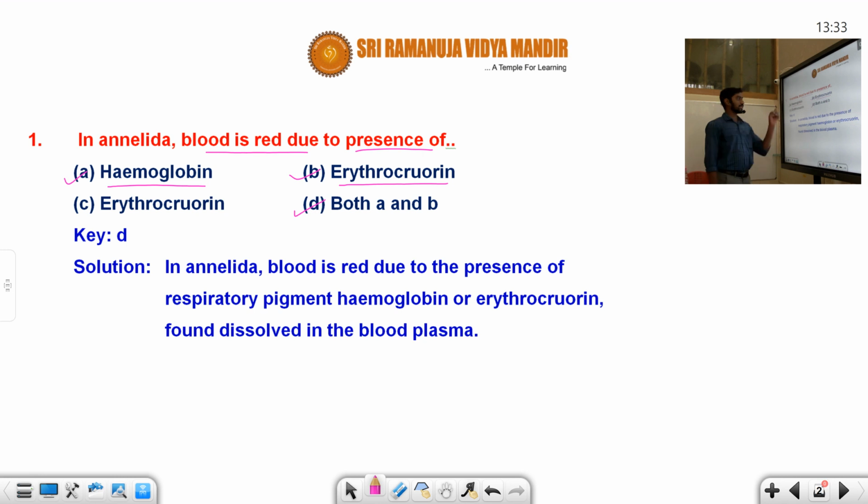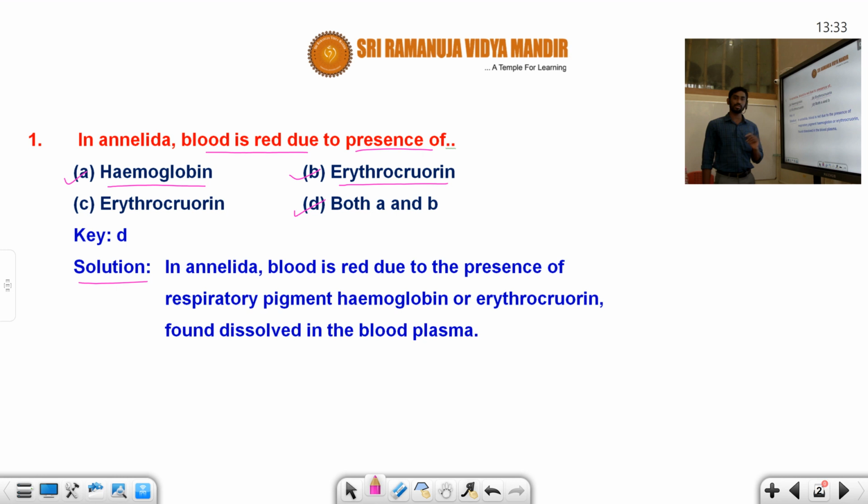Generally, this hemoglobin and erythrochromin are dissolved in the blood plasma in Annelida. You can see the solution is also given for this question. So the answer to the first question is D, and you can observe the solution now.